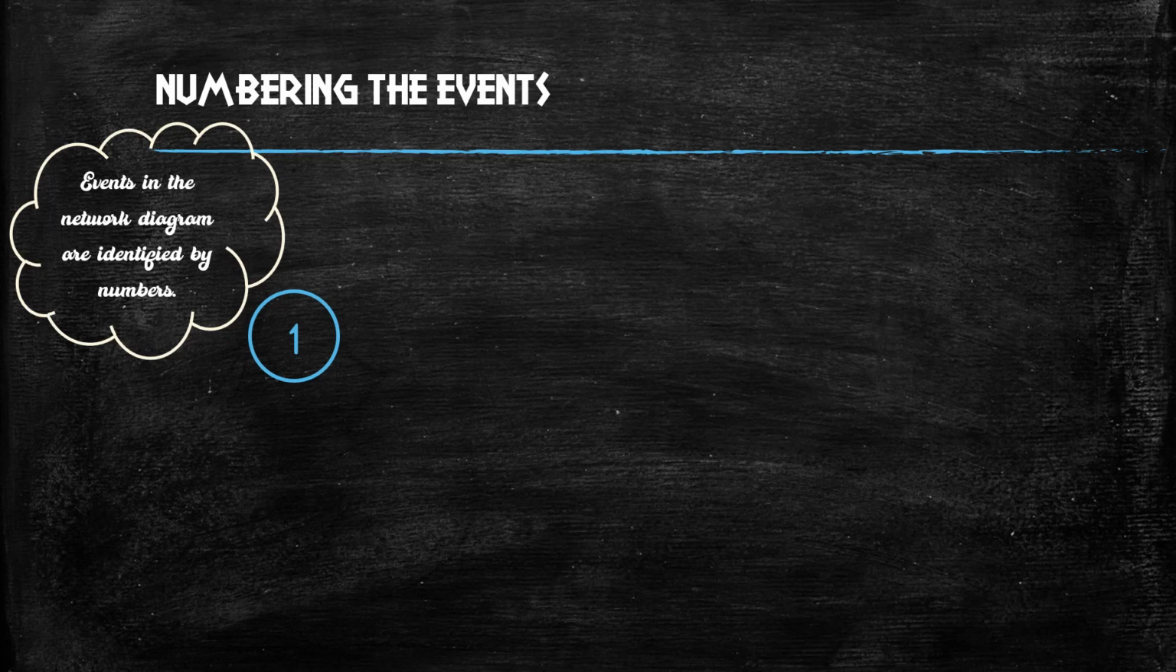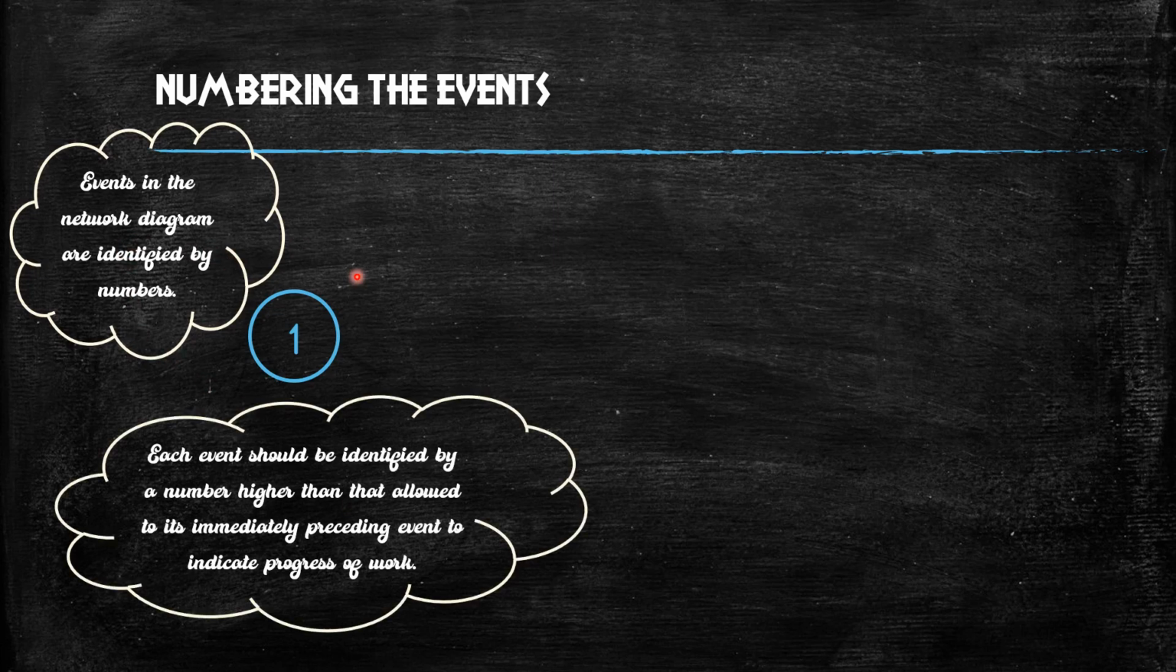Now, how should we number the events? That's very important. Events in the network diagram are identified by numbers. Each event should be identified by a number higher than that allotted to its immediately preceding event to indicate progress of work. So here you have two events, event 1 and event 2.